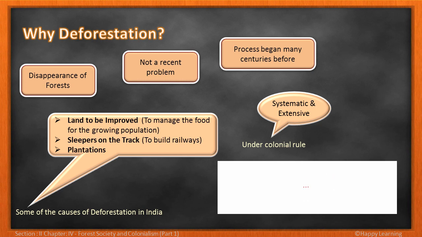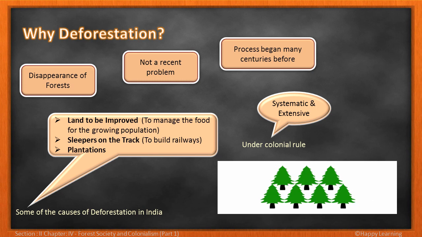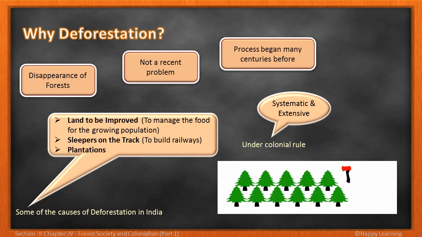Number 1, land to be improved. To manage the food for the growing population, the land has to be improved. Number 2, sleepers on the track. Sleepers are used for building railways. Number 3, plantations. We will see more details about these topics in the upcoming session.